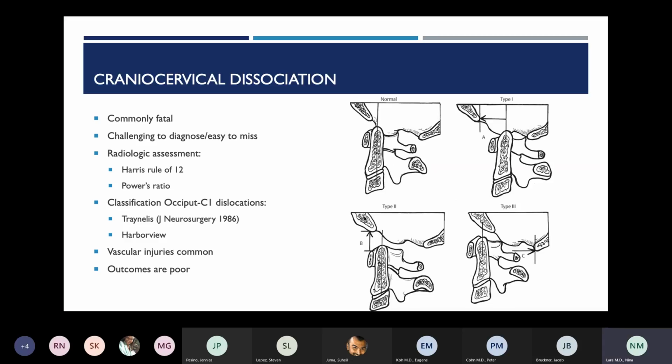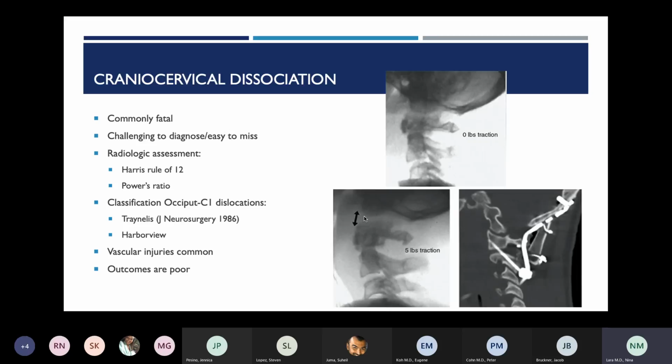Vascular injuries are common with these. Patients should undergo routine screening with a CT angiogram or MRA if there's a high energy injury or they have this injury, it's important to assess the vertebral arteries. And then again, outcomes with these injuries are poor. You can see here, again, this is a little bit of traction here. You can see that there's displacement, and then they did an occiput to C2.